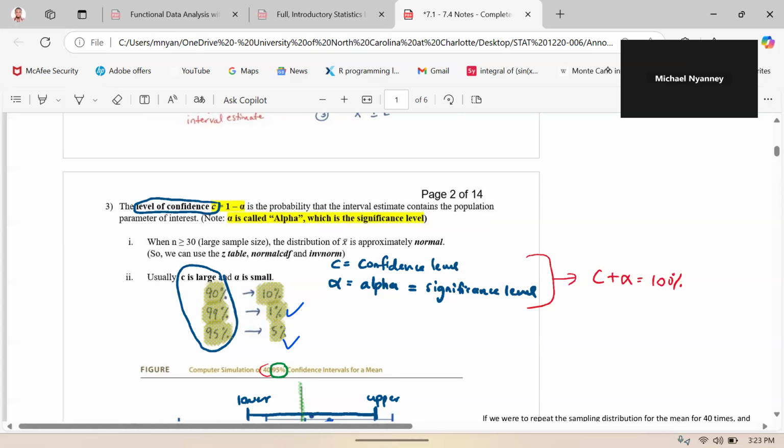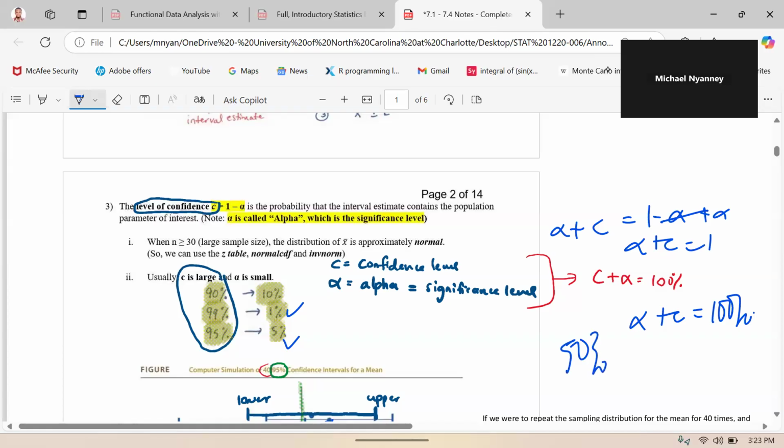This implies that if we add alpha and C together, by change of subject, if you have C equal to 1 minus alpha, then I can add alpha here and also here. Then this cancels out, and alpha plus C is equal to 1. If I convert this to 100%, then alpha plus C is 100%. It's either 1 or 100%, but normally we use the 100%. Because if I give you C to be 90%, then alpha equals 10%. So this is what we've actually demonstrated here.